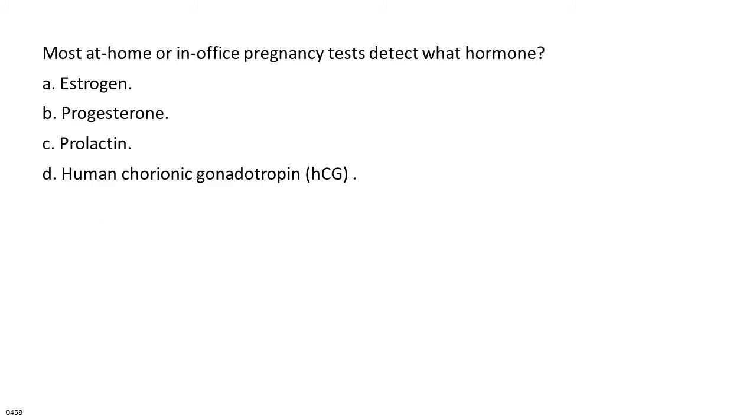Most at-home or in-office pregnancy tests detect what hormone? A. Estrogen. B. Progesterone. C. Prolactin. D. Human chorionic gonadotropin, HCG.